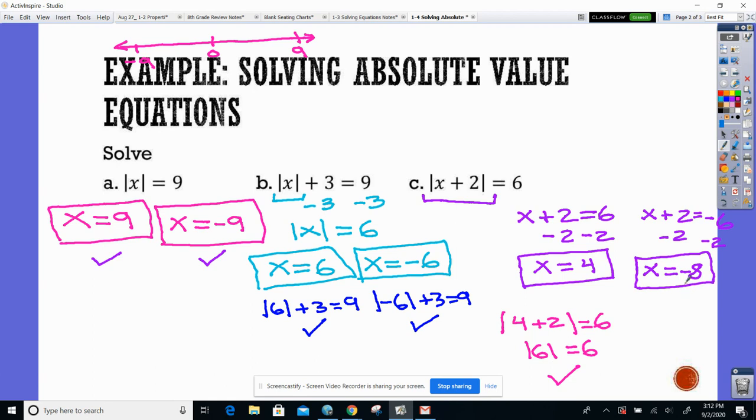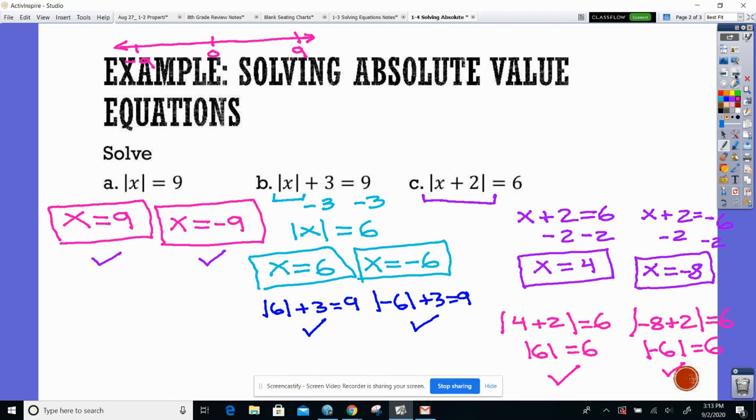Now let's look at the second one. Again, we're going to plug this value into the original equation. So I'm going to take -8. The absolute value of -8 plus 2 equal to 6. Well, -8 plus 2, that is -6. Is the absolute value of -6 6? Yes, it is. So this one checks out as well. So we have two answers, 4 and -8.